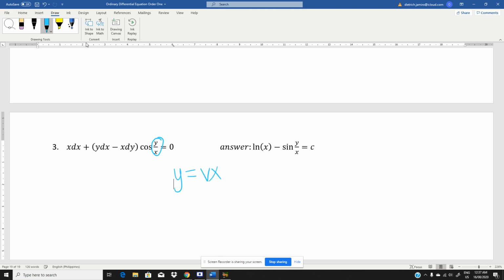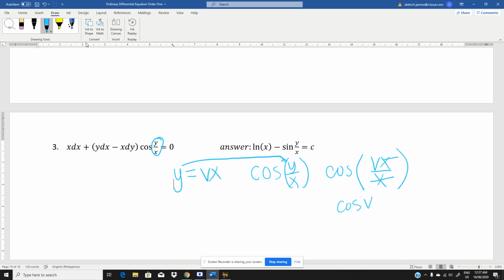As you can see, when we let y is equal to vx, we will have cosine of y over x. Substituting this one to this, we will have cosine of vx over x. So x will cancel out, and we will have cosine of v. We will use this one for simplification.